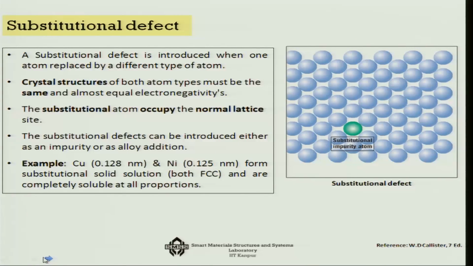This happens many times between copper and nickel, because copper's atomic radius is 0.128 nanometer and nickel's atomic radius is 0.125 nanometer, and both of them create an FCC solid solution. So, it is very easy for copper to substitute nickel. That is how the substitutional defect can get formed in the system.